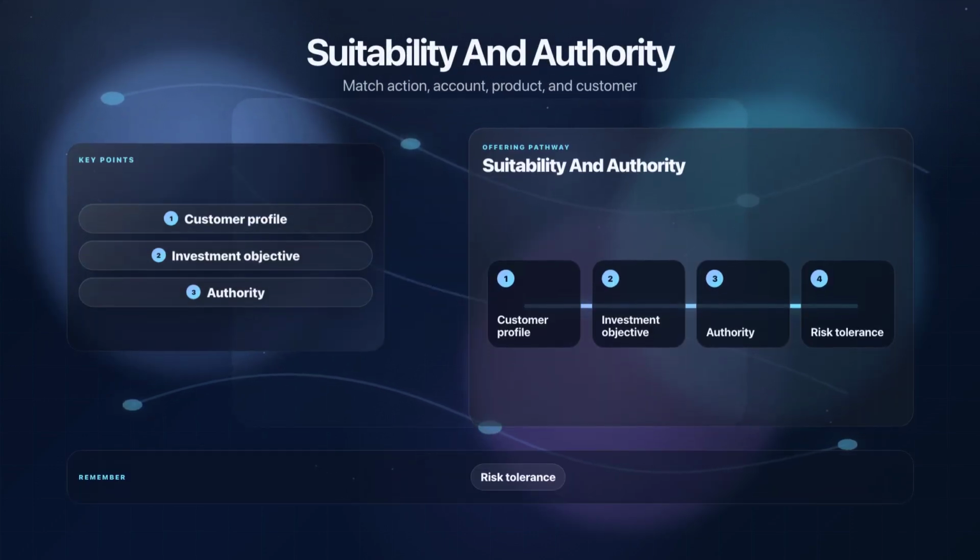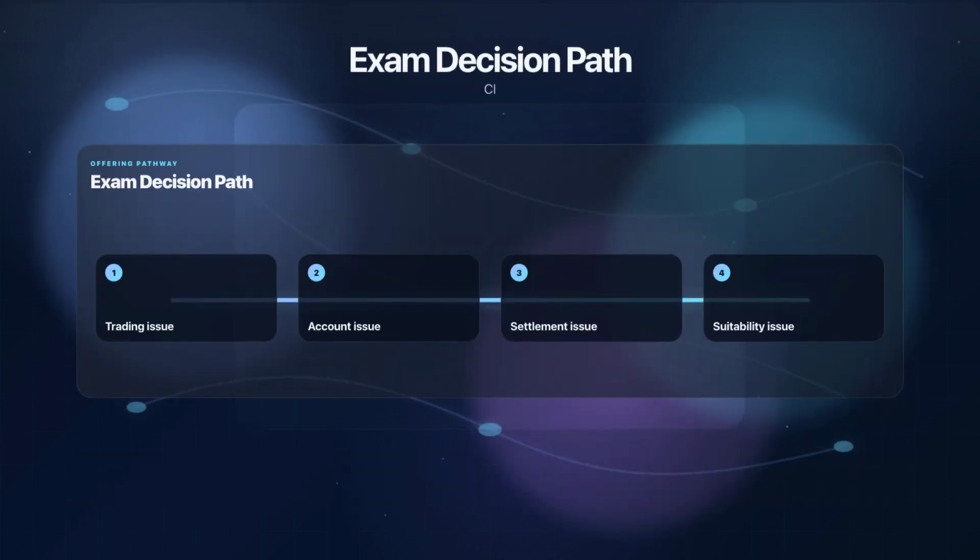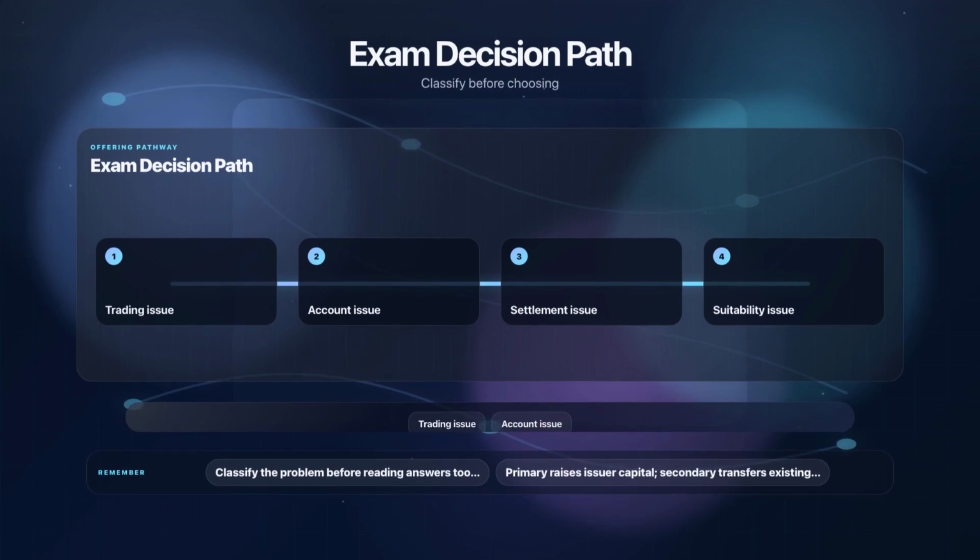For many Domain 3 questions, you need two checks. First, is the representative authorized to do what happened? Second, does the recommendation or action fit the customer? A trade can be technically possible but still unsuitable. An account instruction can be logical but still unauthorized without the correct documentation.